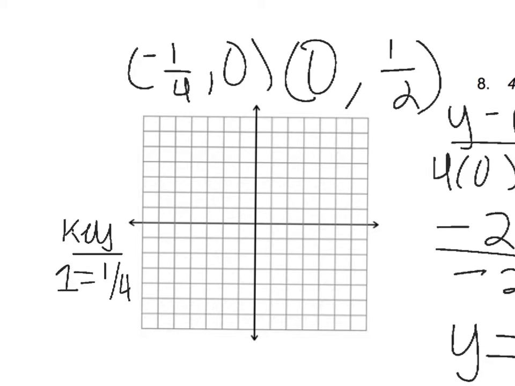I have negative 1/4, so that means I just go over 1 spot. And then I've got 0, 1/2, so that means I'll just go up 2, because we said over here that 1 tick mark was equal to 1/4. So here I went negative 1/4, 0, sorry. And here I went over 0, up 1/2, which is 1/4 plus 1/4.